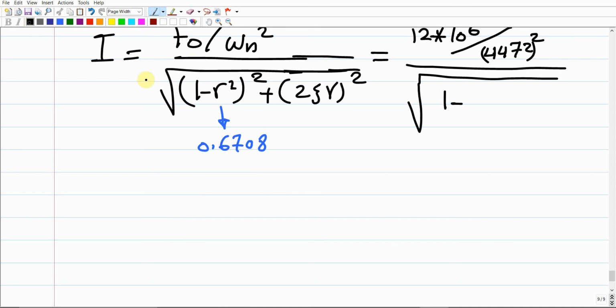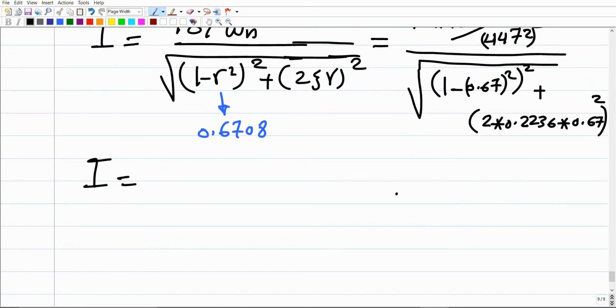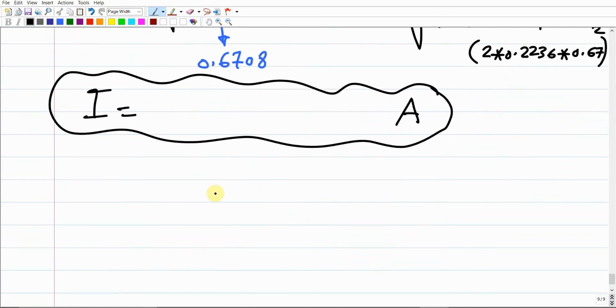So anyway, we already got it here by 0.67 squared, and all will be squared plus the 2 times xi that we got, 0.2236, times r, which we just got by 0.67, all squared. If you did the calculations, we shall end up with the amplitude of this current, and this amplitude should be in terms of ampere because it is a current. So doing the calculation, we shall end up with a specific value for this amplitude.